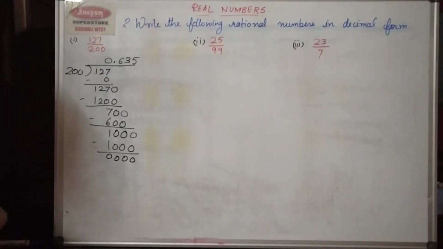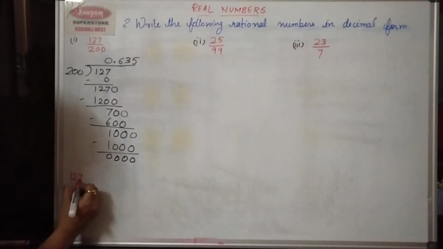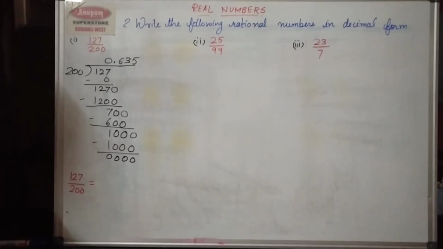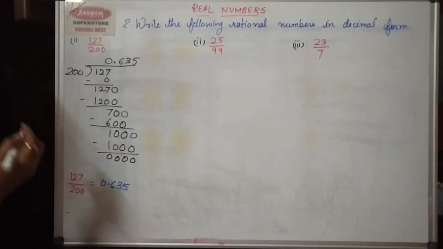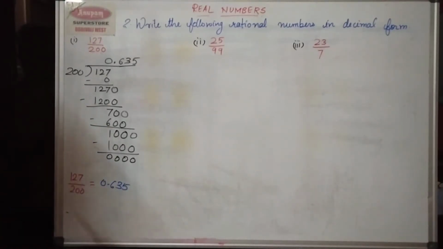So this way, your fraction has been converted into a decimal number, and hence my answer will be 127 upon 200 is equal to 0.635. So we have converted a rational number into a decimal form. Let us see one more example.